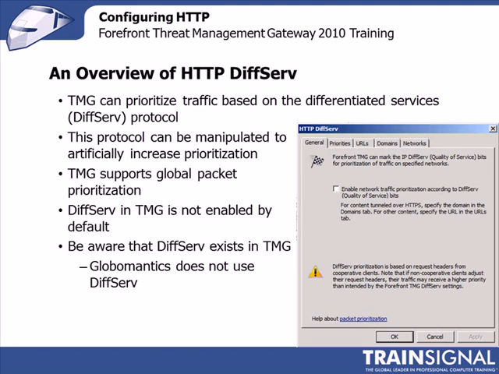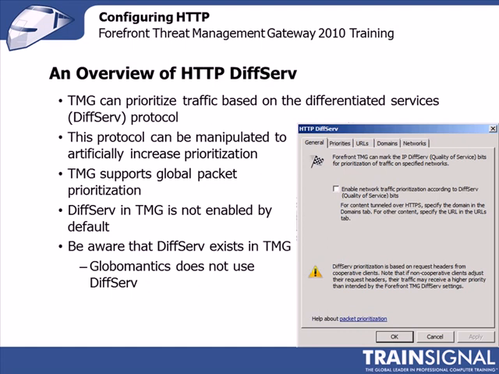Threat Management Gateway supports global packet prioritization. DiffServ is not enabled by default in Threat Management Gateway, but you need to be aware that it exists, although GlobalMantics does not use DiffServ. What DiffServ allows you to do is basically prioritize certain kinds of traffic for quality of service. There are certain kinds of traffic that you need to be able to differentiate. For example, voice over IP traffic needs to be prioritized over non-real-time traffic because voice over IP is very latency sensitive. Someone on the other end will hear it if your latency starts to go too high because Threat Management Gateway is serving other requests.